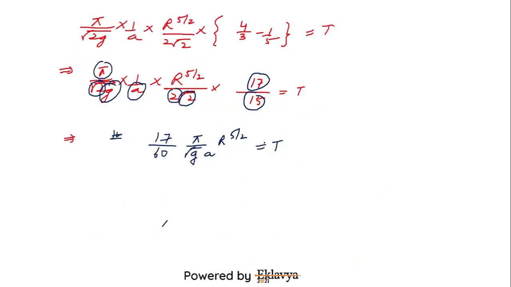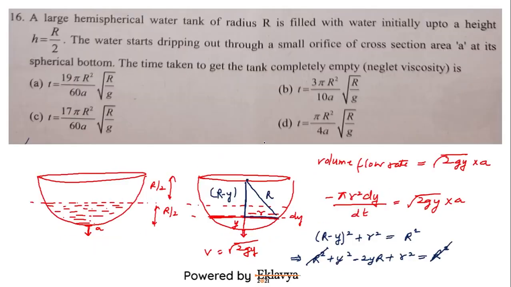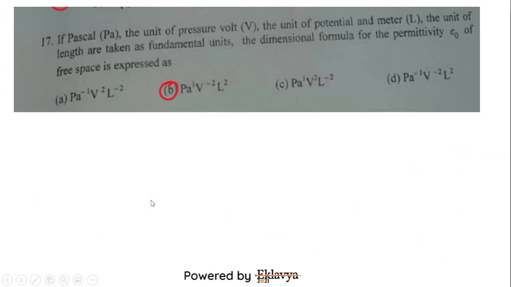So 17 by 60, yes, this option matches with what we have got. So option C will be the correct one. So this is an easy question, relatively easy question.